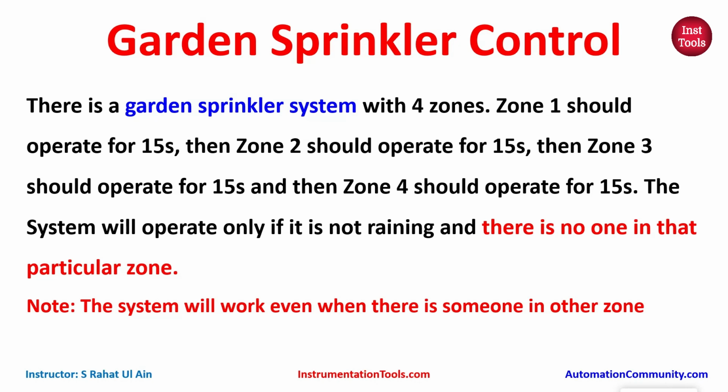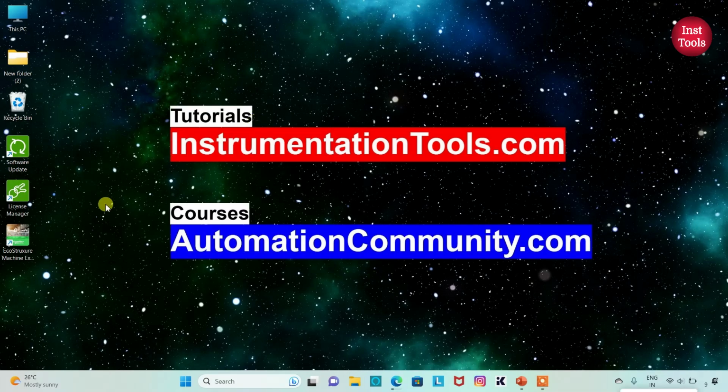So for this example, we will use a normally open contact for start button. We will also use some normally closed contacts. And we will also be using some timers like TP and TON. So let's move to EcoStruxure Machine Expert, where we will draw a ladder diagram for garden sprinkler control. I will open EcoStruxure Machine Expert Basic.